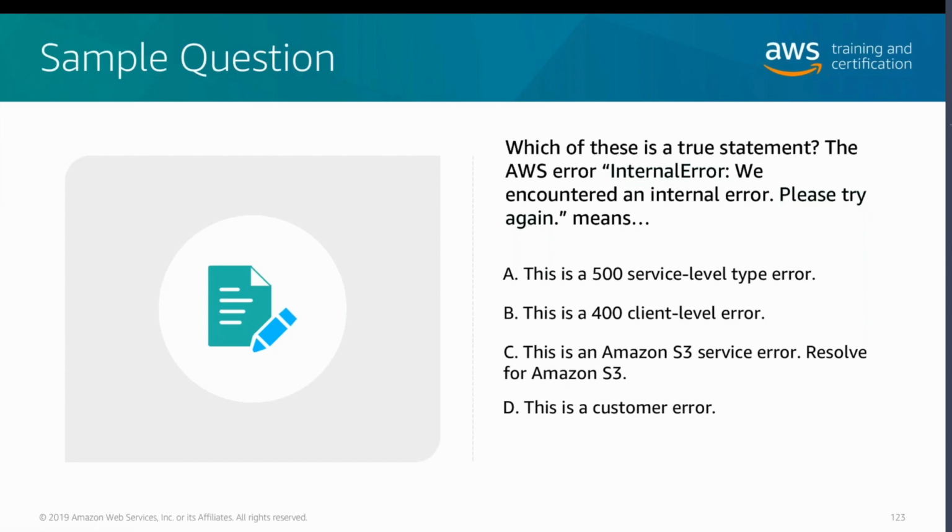Let's see, which of the following is a true statement? The AWS error, we encountered an internal error. Please try again. This means that it's an internal error. Retries are almost always 500 series errors. So it's not a customer error. It's not a 400 error. It's not an S3 service error. These are typically always 500 type errors that you get when you see that.